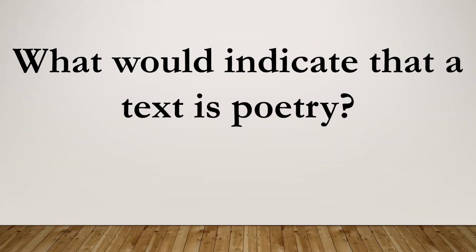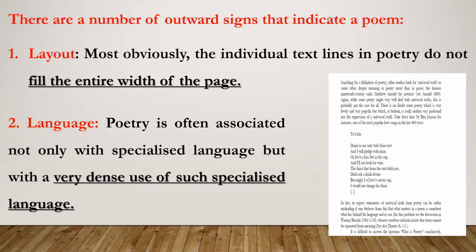Then we talked about some indicators, some signs that might give us an idea that the text we have is poetry, that a specific text is verse, not prose. We were talking about three main points here. First of all, the layout.